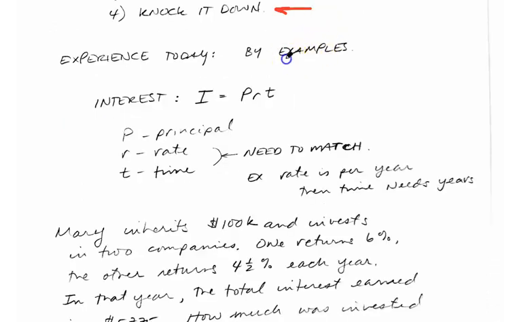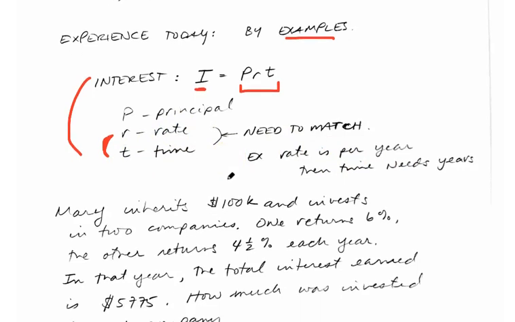Our experience today will be a breadth of examples. In your textbook, they talked about interest. I'm going to go over a couple of quick principles and then a bunch of examples. The interest paid is going to be on some principal, and that principal has some rate over time. The most important thing is that the rate times time has to be in the same units as the time. If your rate is per year, then your time needs to be in years. If it was per month, your time would need to be in months. Lots of fun interest problems.